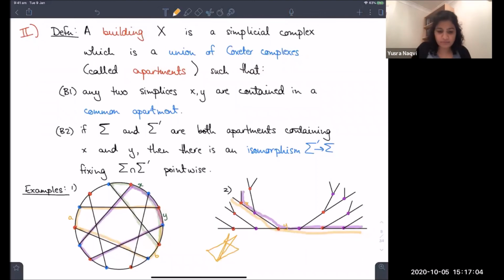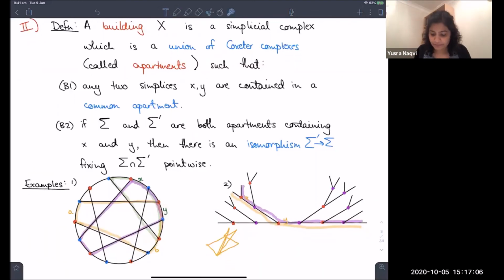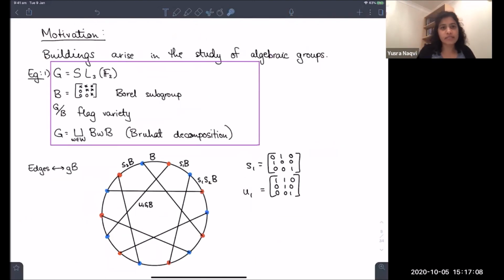Okay, so here I have a building. And the reason for looking at buildings is because these sort of arise naturally in the study of algebraic groups. That's the origin of the subject. Some of you might be very, very familiar with these, but this is assuming you're not. So buildings come up quite naturally in the study of algebraic groups.